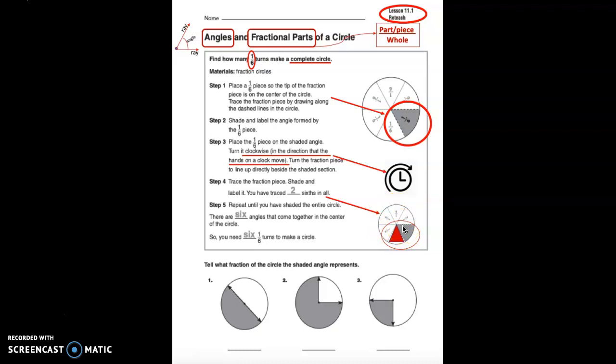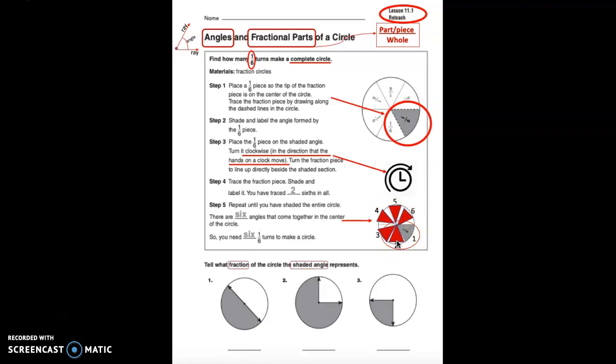Step 5. Repeat until you have shaded the entire circle. There are 6 angles that come together in the center of the circle. And as you can see, we can count 1, 2, 3, 4, 5, 6. 6 angles make a complete circle.